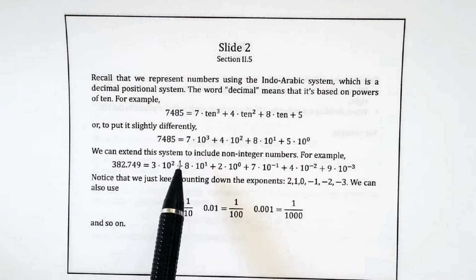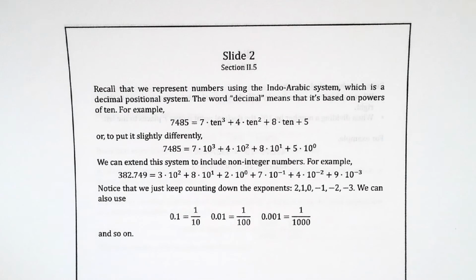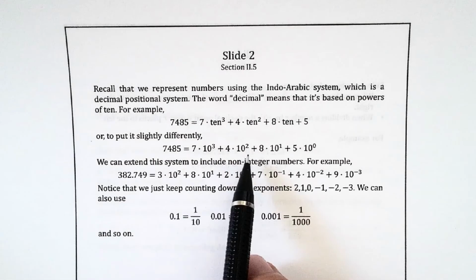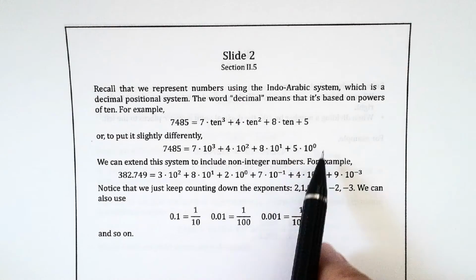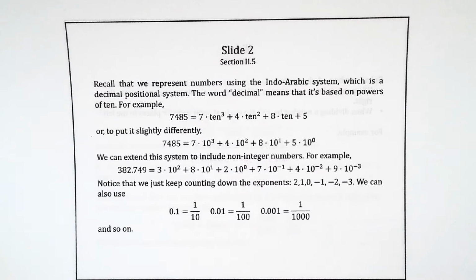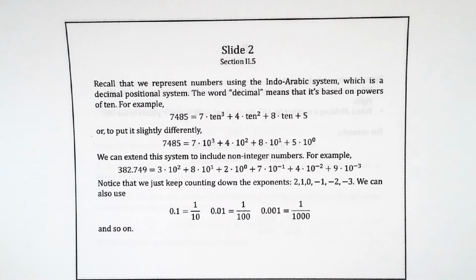Okay, we can put it a little bit differently by substituting the numeral 10. And then we could also write this by writing out 1,110 and 1. So there are different ways of writing that. So the idea is to extend that system using negative exponents to be able to write non-integer numbers.